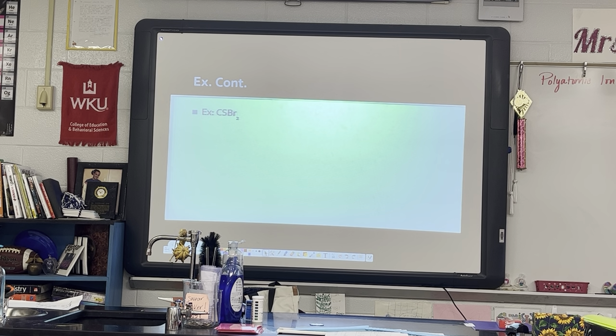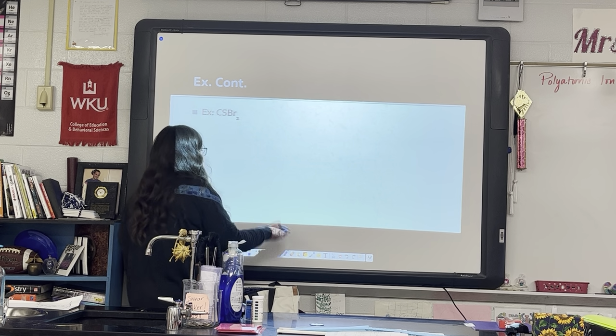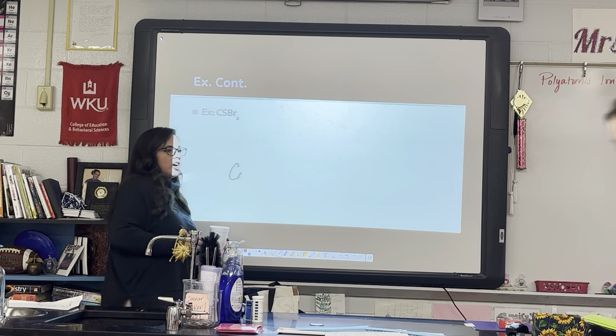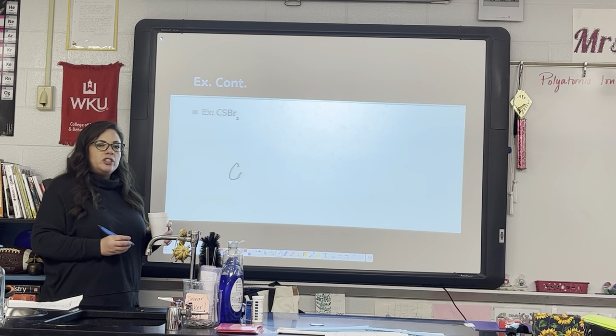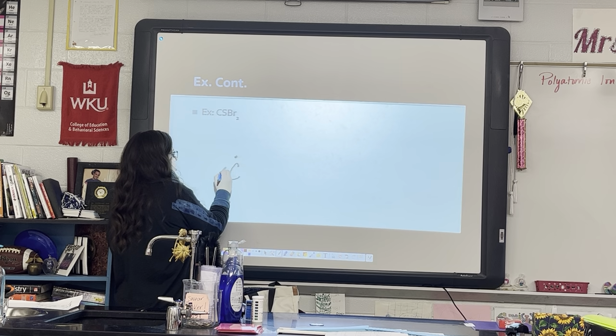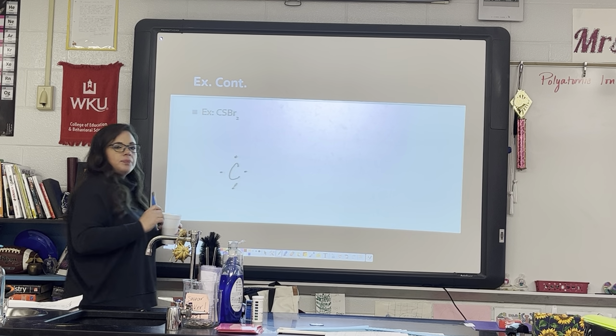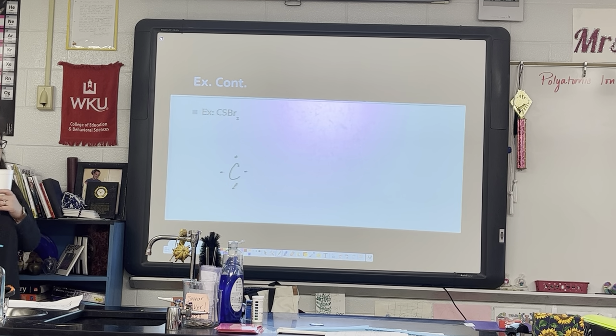Yes, Lance. So which element should definitely go in the center because it's in our formula? Carbon, yes. When carbon is there, it should always go in the center. So I have carbon. And carbon's in group 14. How many valence electrons? Four. So one, two, three, four. All right, so let's see here.